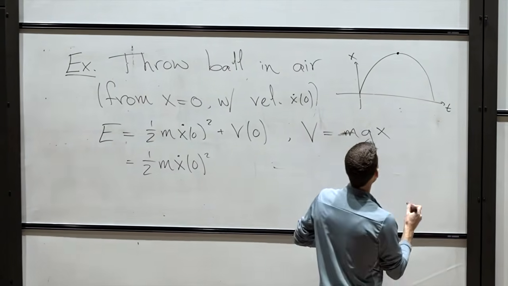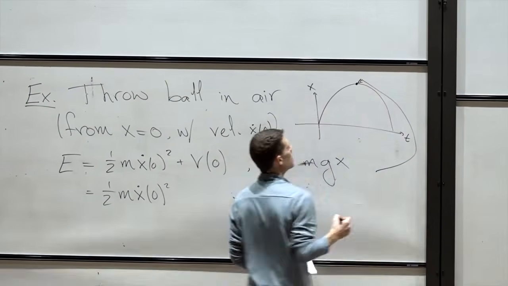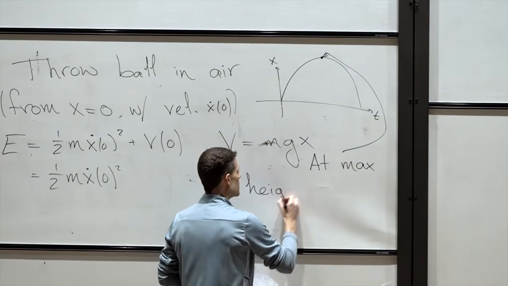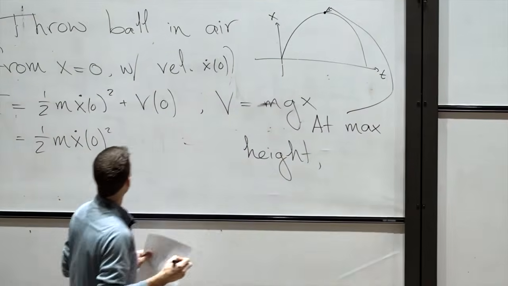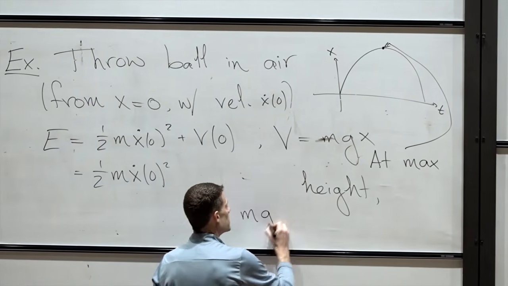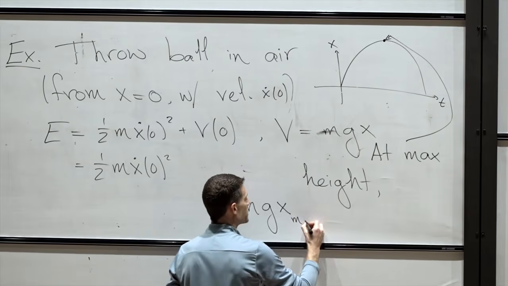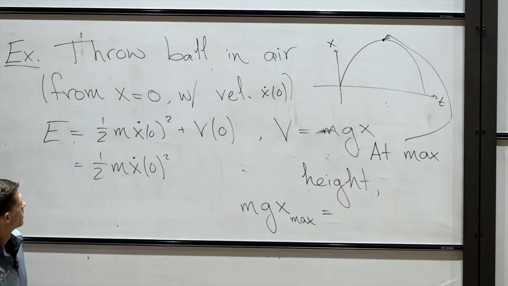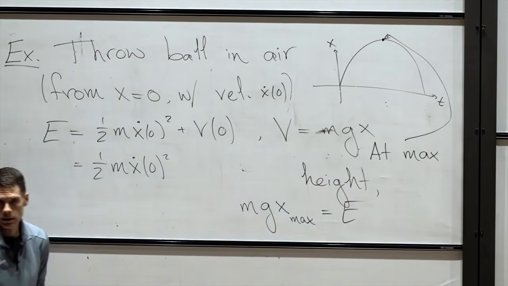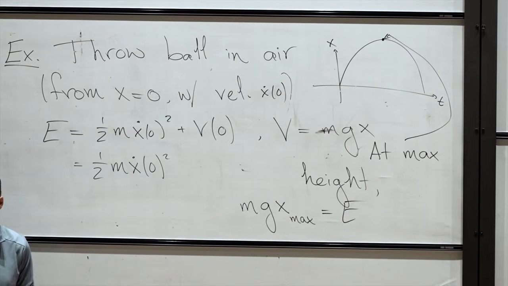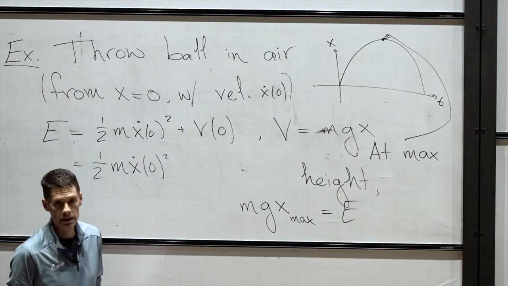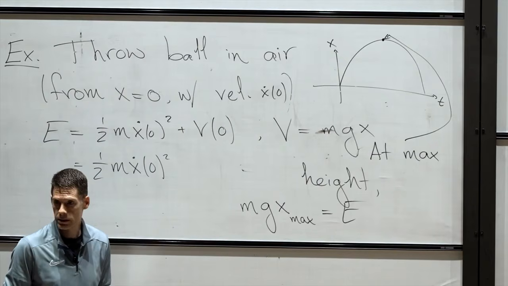So at this point, at max height, the energy is entirely potential energy. So m g times, we call that, say, x max, is equal to E. Right? So without solving anything from Newton, because I have E, 1/2 m x dot of 0 squared, I get a formula for x max. Okay.